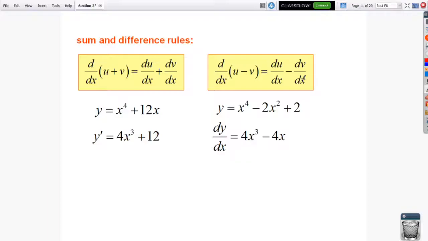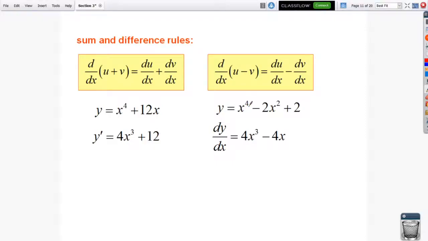Y equals x to the fourth plus 12x. Take the derivative of x to the fourth, 4x cubed. Take the derivative of 12x. Well, that's just a linear, so the derivative is just its slope, 12.